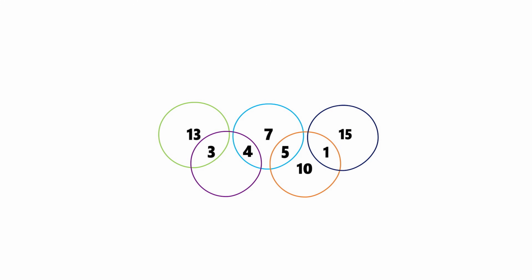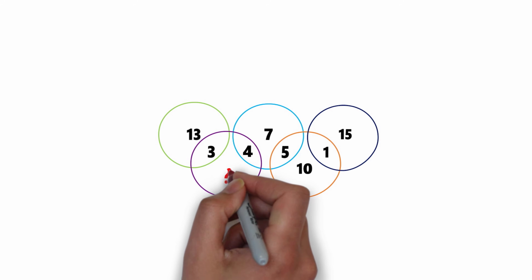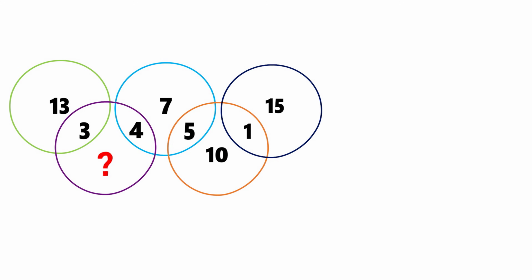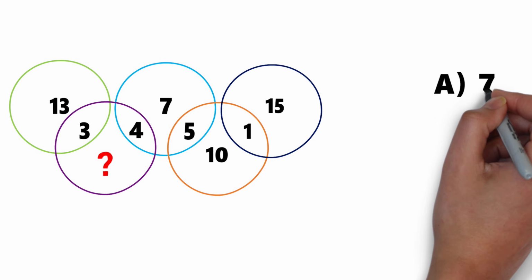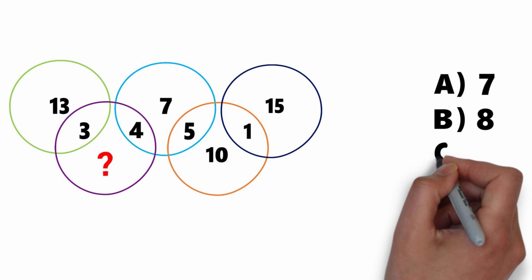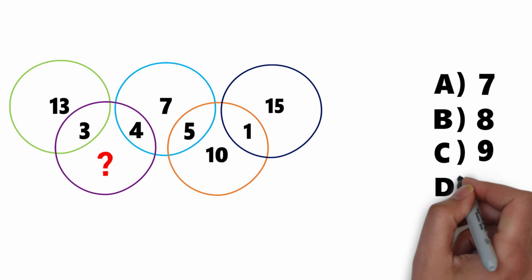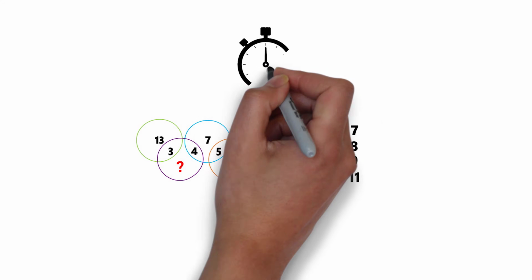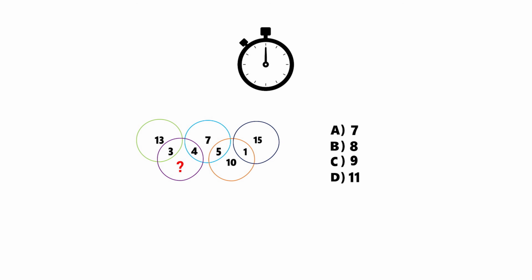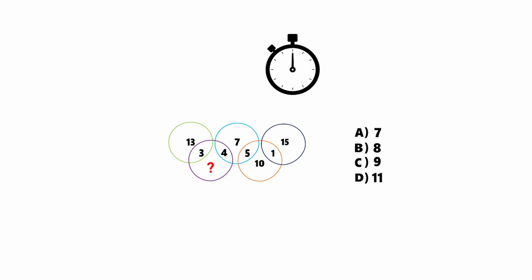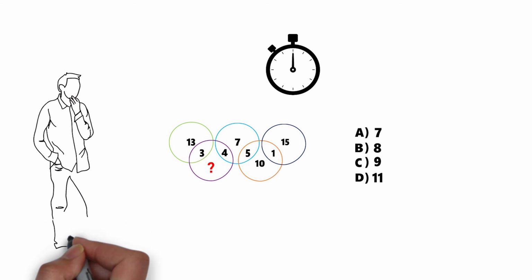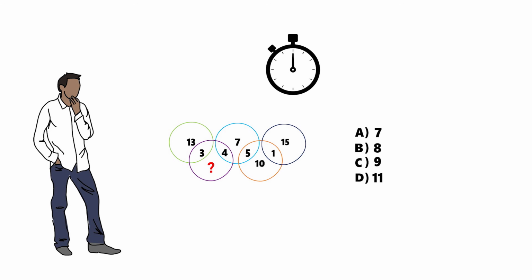There is also one number missing, which is highlighted with the question mark. You need to calculate the missing number, and the choices are choice A, 7, choice B, 8, choice C, 9, and choice D, 11. Give yourself a few seconds, maybe 10 to 15 seconds. This is about as much time as you get on the typical test to calculate the answer. Do you see the solution? Let's continue to see how we can get to the correct solution and solve this challenge together.